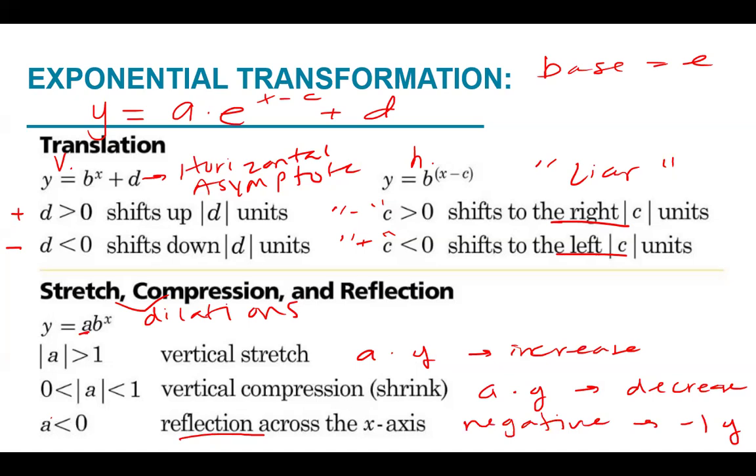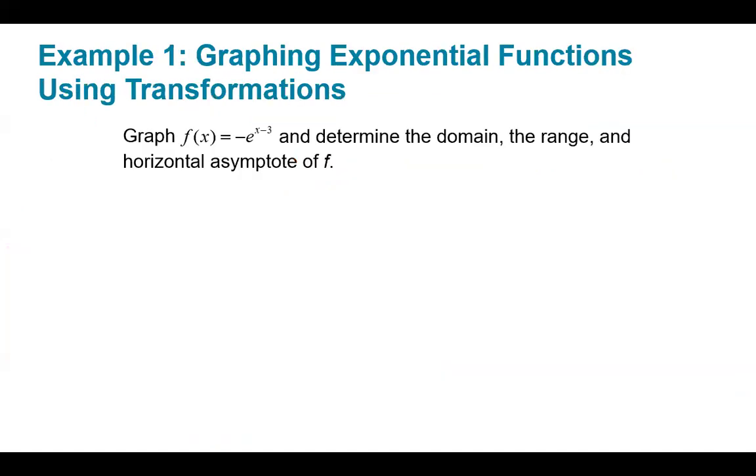All right. Questions about the transformation rules for exponential models? No? All right. So let's apply them. If I asked you to describe what's happening here to the graph of f of x equals -e to the x minus 3, and then determine the domain, the range, and the horizontal asymptote, could you tell me?